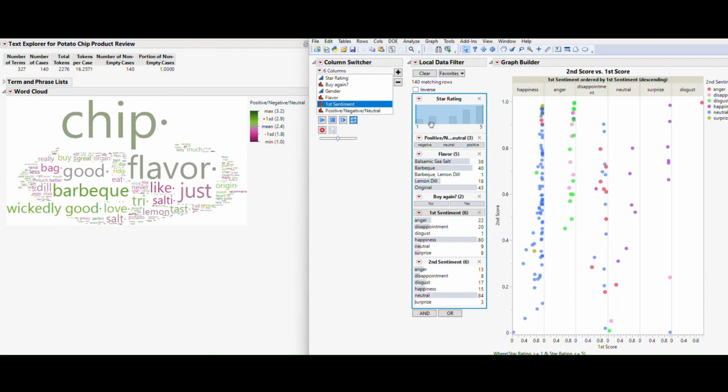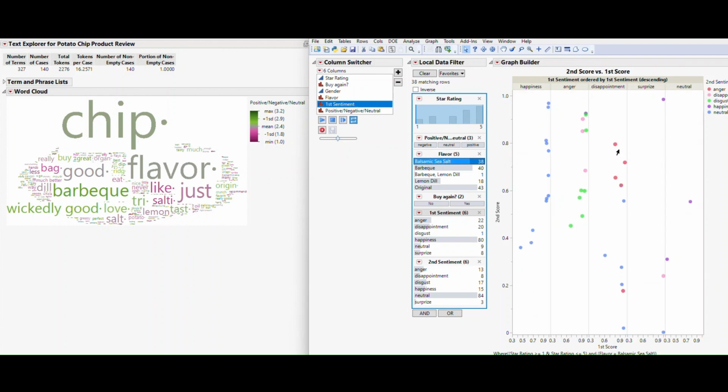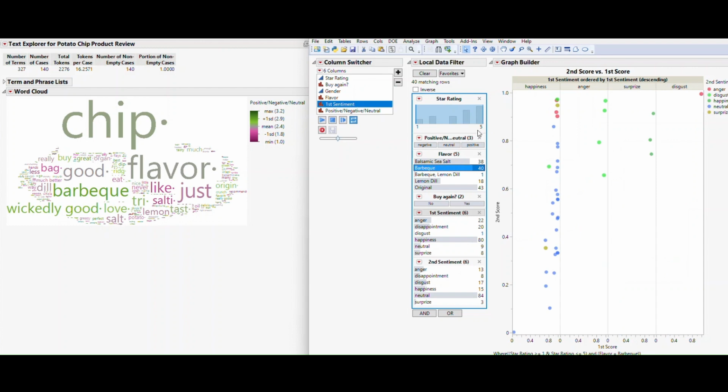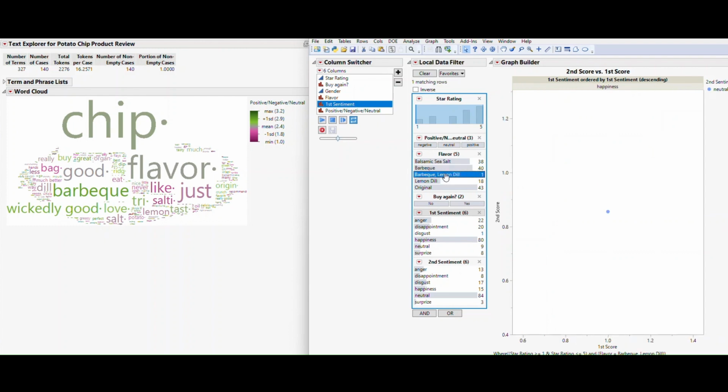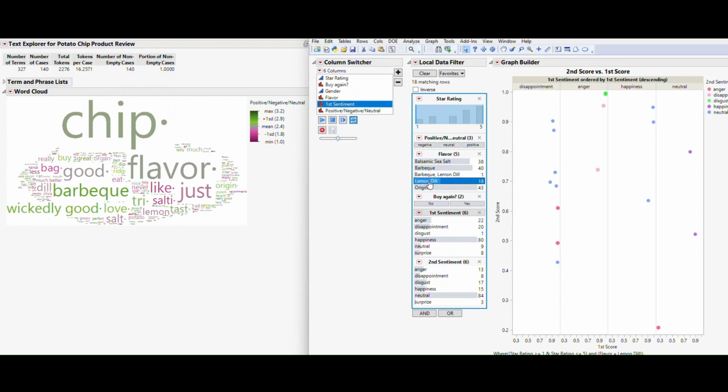Now diving into the flavors. Balsamic sea salts brings out quite a mixture of feelings. Some people really enjoy it, whilst others would really rather not. Quite a split. Barbecue. Who doesn't like barbecue? A strong positive showing. This is the guy that had 2 different flavors. Just one guy. He enjoyed them both.